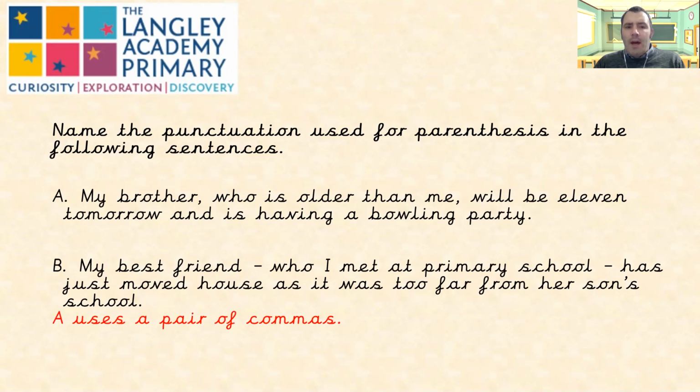Sentence A uses a pair of commas. So if we look, who is older than me has got a comma either side of it. So if we take that out, my brother will be 11 tomorrow and is having a bowling party. The sentence there still makes sense. Sentence B uses a pair of dashes. So if we took that bit out, my best friend has just moved house as it was too far from her son's school. My best friend, who I met at primary school, has just moved house as it was too far from her son's school.